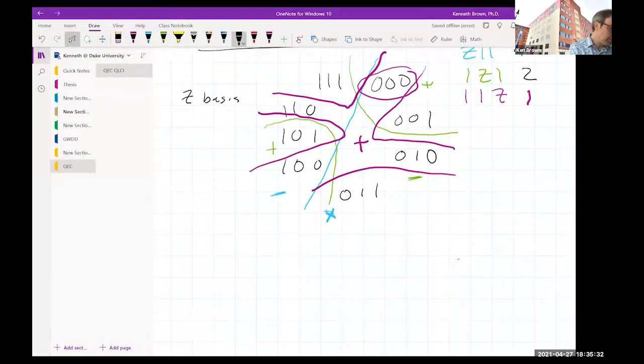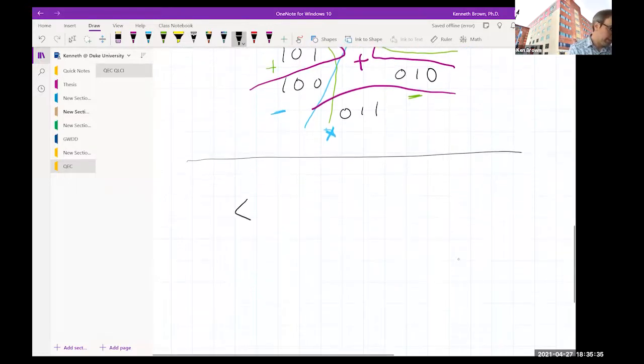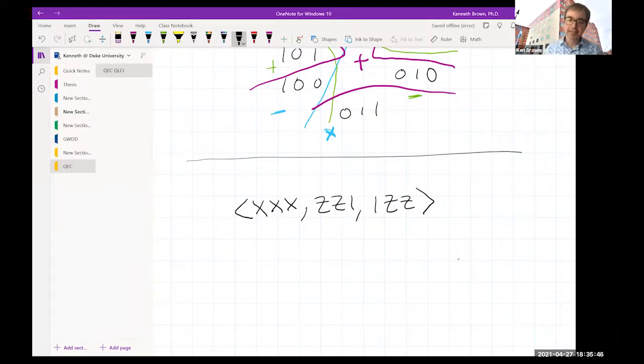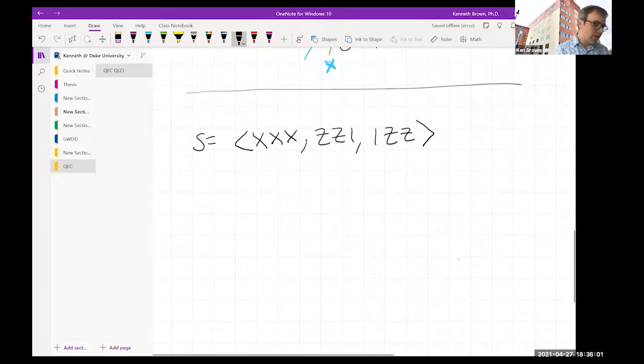All right, so we'll just run through it. I'm worried about XXX, so I'm going to ignore it. ZZZ and IZZ look good to me because they look like the sort of things we've been looking at, which is parities of single qubit states. So now I'm going to start writing everything again in the Z basis.